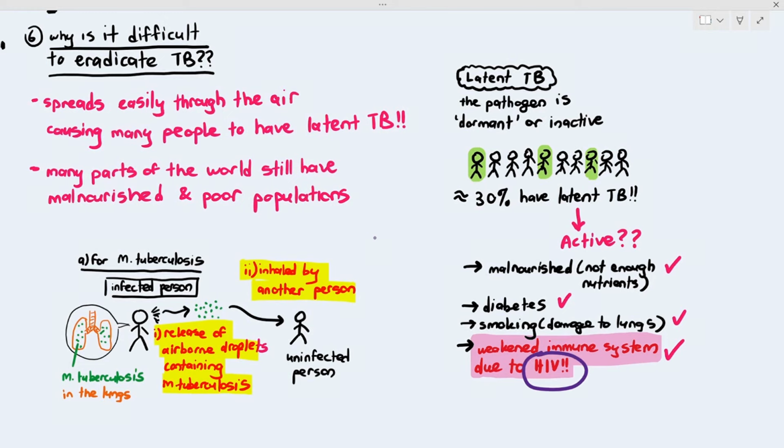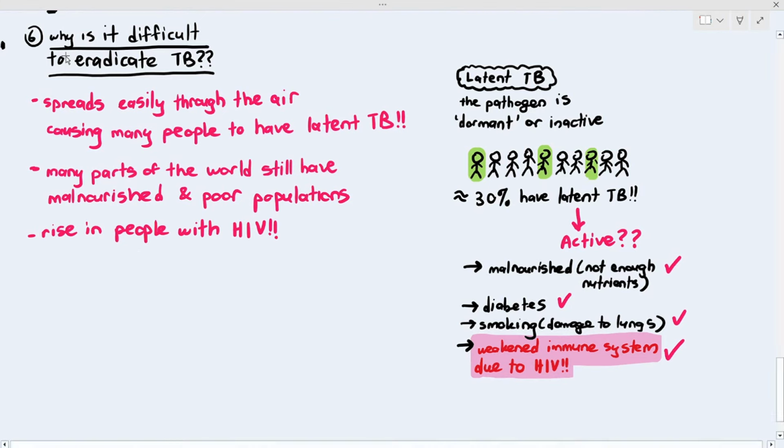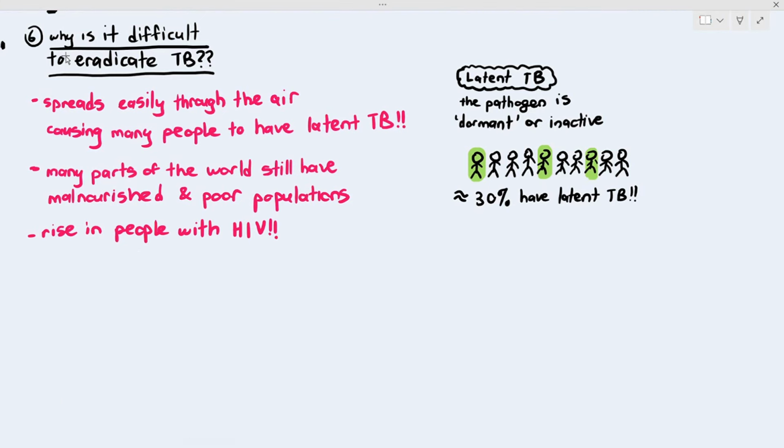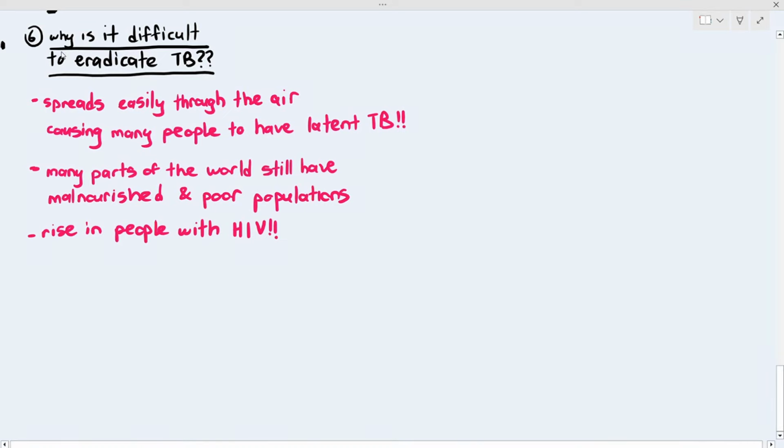And of course, there is also a rise in people with HIV in the population. And there are more people with weakened immune system. And because they have a weakened immune system, they may also develop tuberculosis as well.